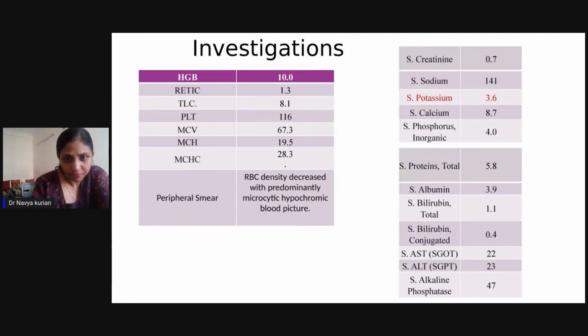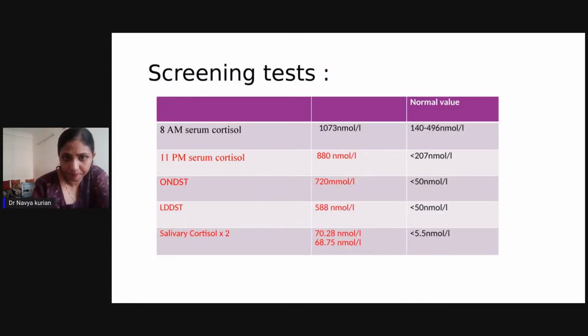So we did the routine investigations. Except for low potassium, all other routine investigations were normal. Since the provisional diagnosis was Cushing's, we proceeded for the screening test of Cushing syndrome. First of all, an 8 a.m. serum cortisol was done. It was high. If the patient is having exogenous intake of steroids also, patients will have same morphological features, but 8 a.m. cortisol will be suppressed. So 8 a.m. cortisol of 1073 excluded exogenous Cushing's.